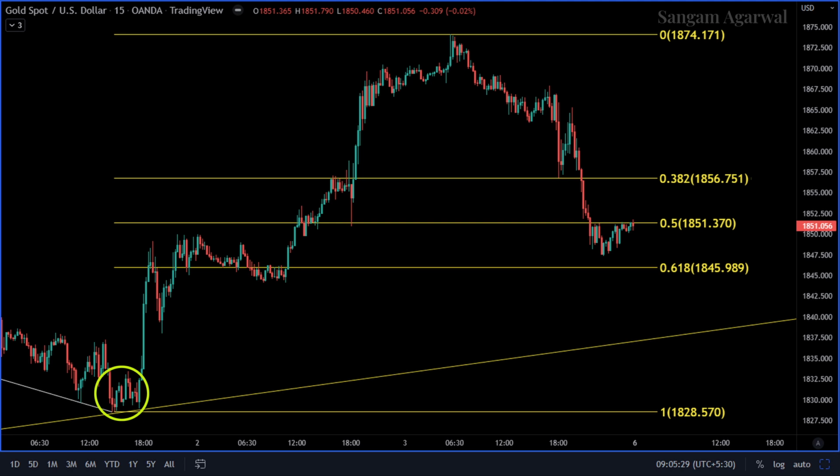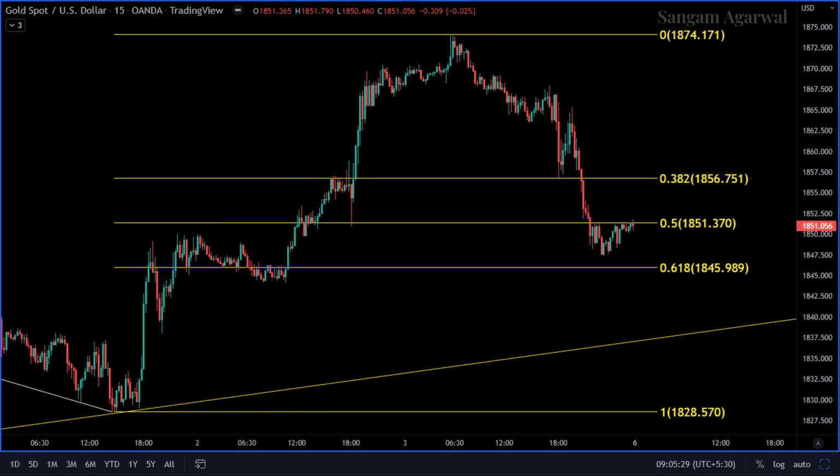In the past, 1830 was a strong resistance zone. Now it has become support. So this trend has made a 50% retracement. To get the next movement of price, either it breaks 1874 or this bottom at 1828.